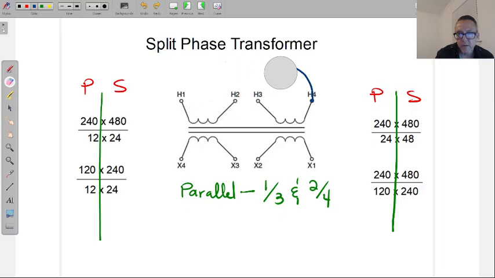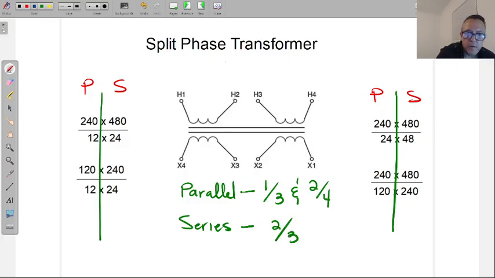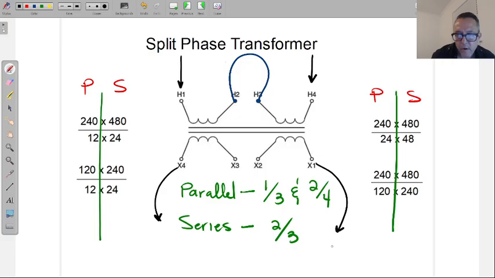I'm going to erase so we can do series. Series is a little bit less involved because series just connects the 2 and the 3. So we would put a jumper from the 2 over to the 3, and that's it. And then the hot and the neutral would be on the H1 and H4? Exactly. We always bring our wires in on the 1 and the 4, and outgoing on the X4 and the X1 as well. Incoming power to 1 and 4, outgoing to X4 and X1.